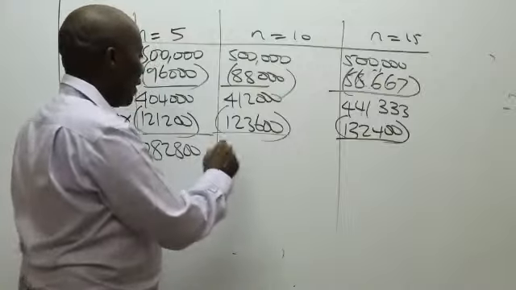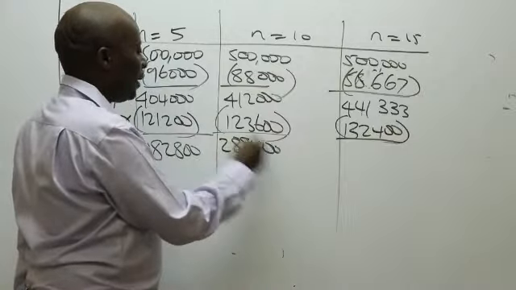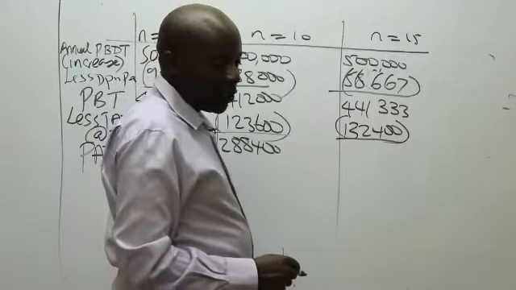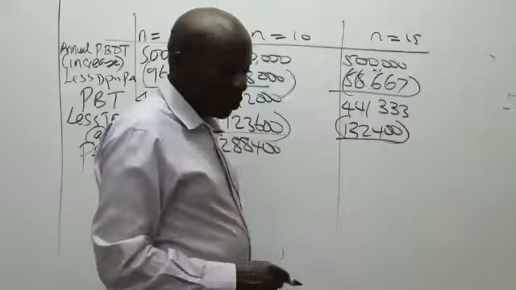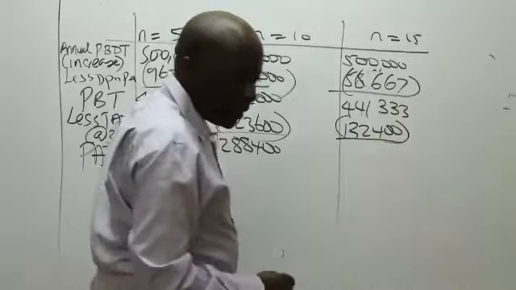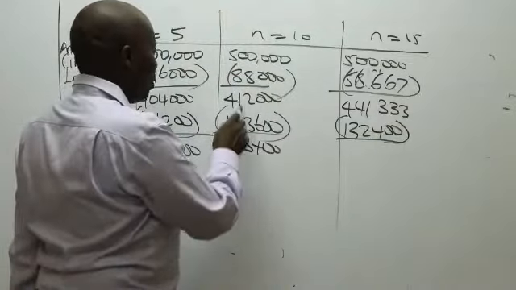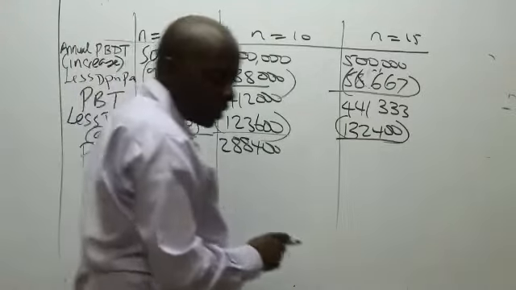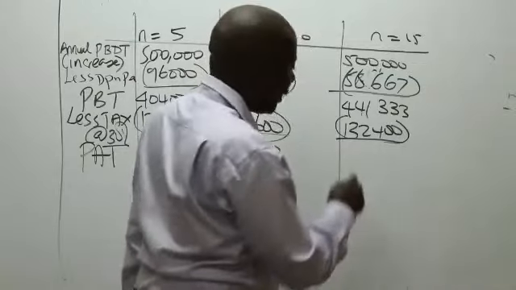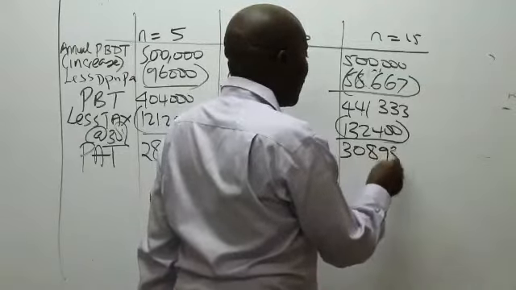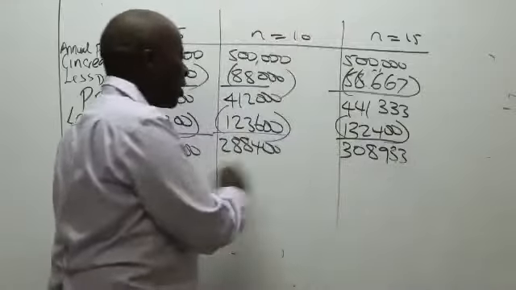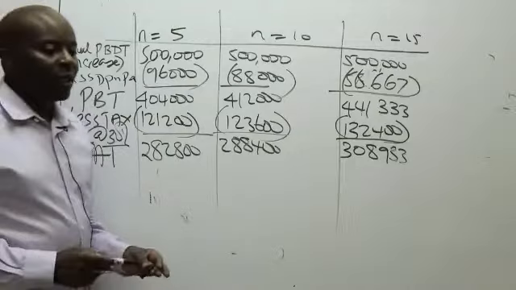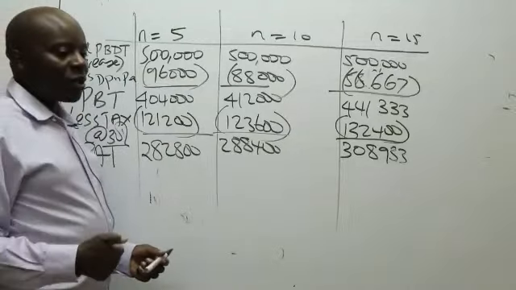288,400. The last one, 308,933. Can somebody confirm that all these figures are correct before we move on? Yegon says, yes, correct. Sure.